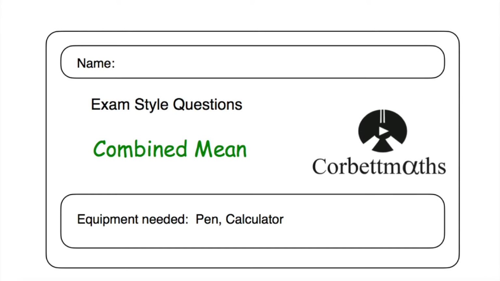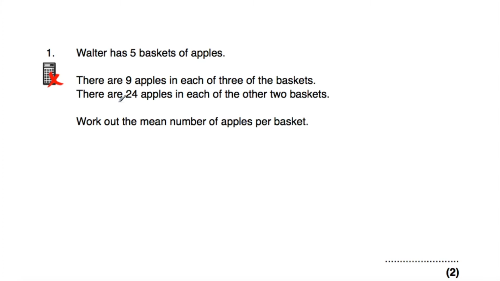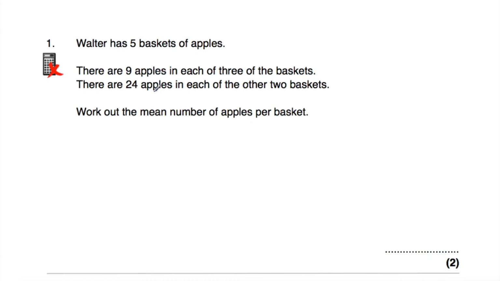So let's get started. Question number one says Walter's got 5 baskets of apples. There are 9 apples in each of 3 of the baskets, and there's 24 apples in the other 2 baskets. And the question says work out the mean number of apples per basket. In terms of this, we could do a little sketch.